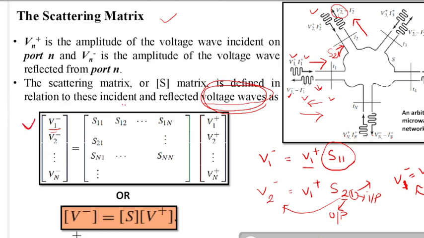So it is written as V minus is equal to S into V plus. That means how much voltage is outgoing from a port is equal to the related S parameter of this matrix into how much voltage is applied on that particular port. So this is how the S matrix is actually defined.